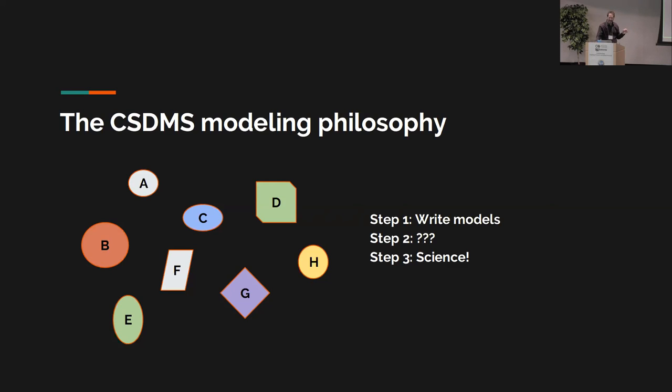All right, so that's the second step. And then the third step is hopefully with this novel approach, we could advance science, the science of Earth surface process modeling. Well, that second step, those question marks, that's kind of the key. So this eventually became the CSDMS modeling framework.